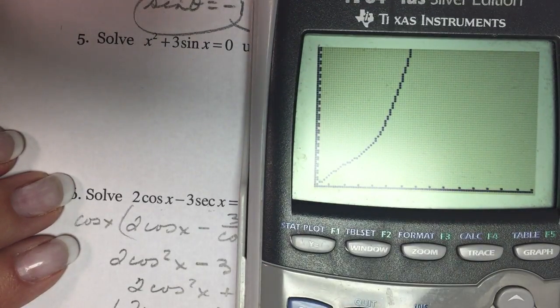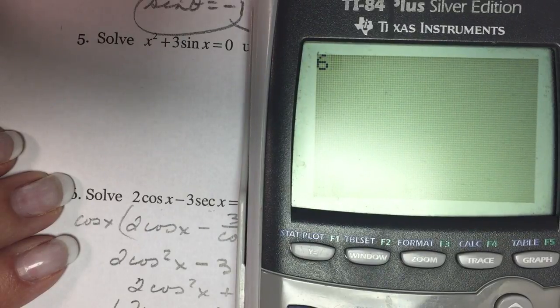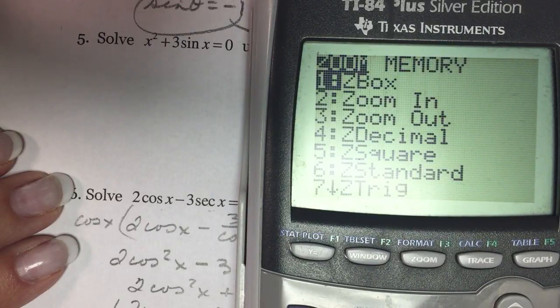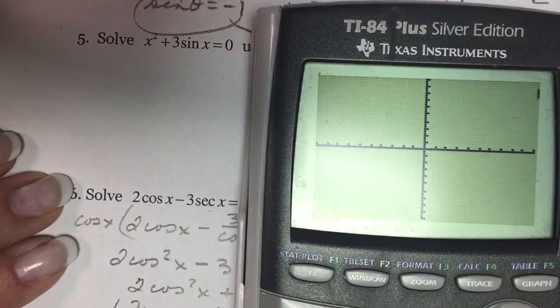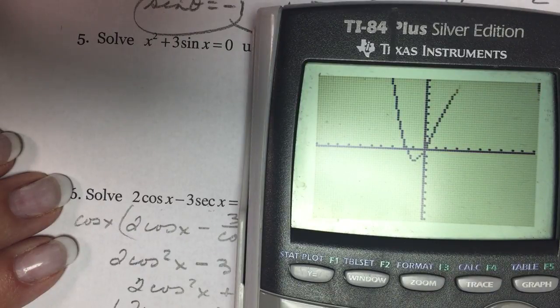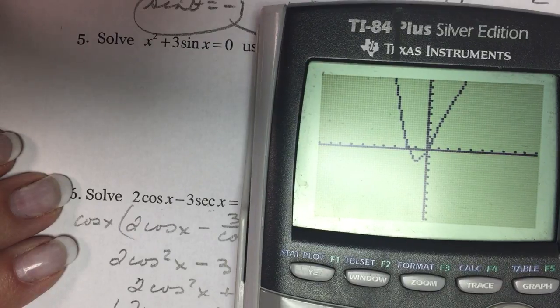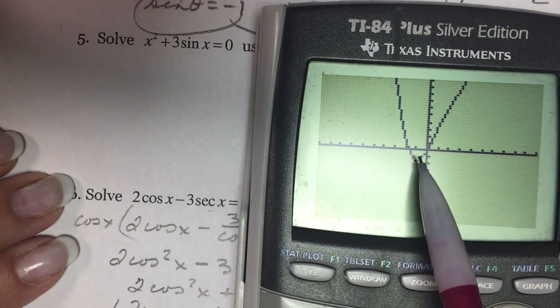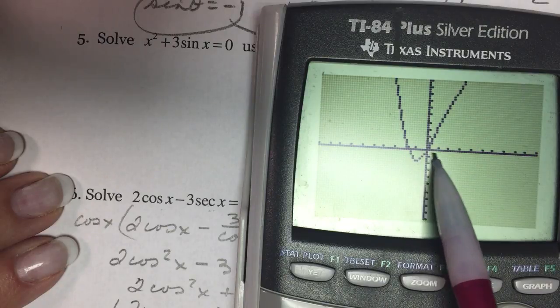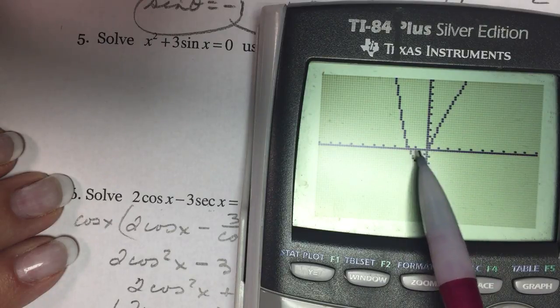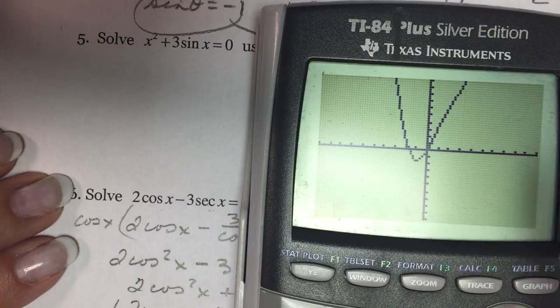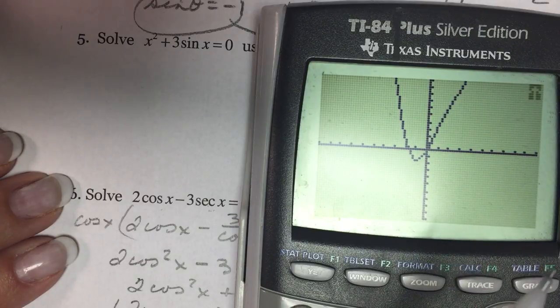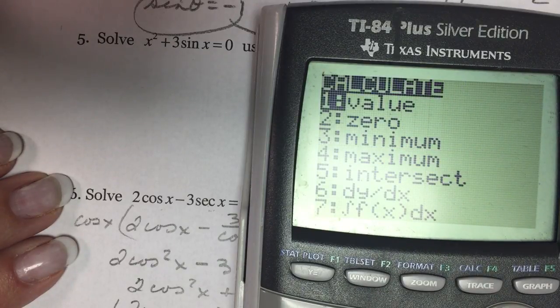Now I'm going to graph, but of course, as you can see, we have a small problem. I'm going to do zoom 6 to get back to my standard viewing window. So look, there's my graph. It's an interesting looking graph. Since the second equation is y equals 0, that's just the x-axis. So I'm looking for the two places where it crosses the x-axis. So that would be second trace, and I'm going to find a zero.